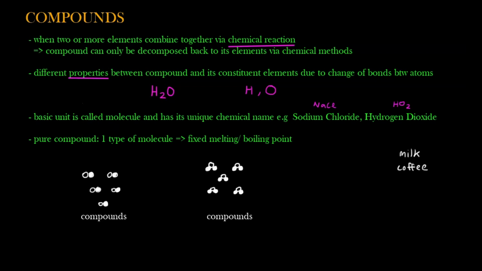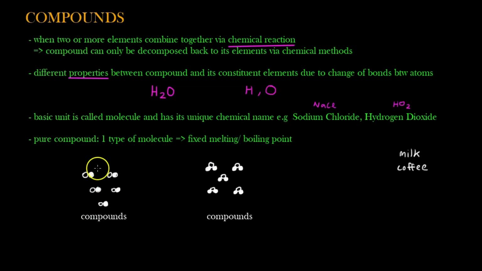If they are free from any impurities, that means there's only one type of molecule there. They have now fixed melting and boiling points. For more information, you can refer back to our purity of substance video. So what I have for you here are two compounds.